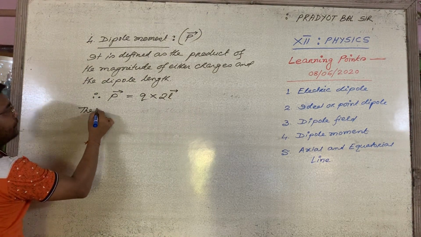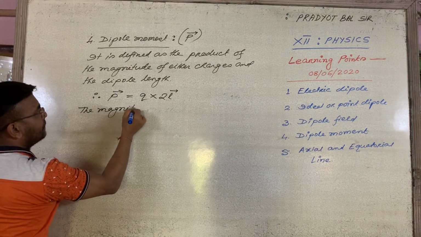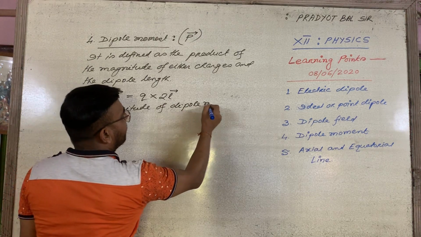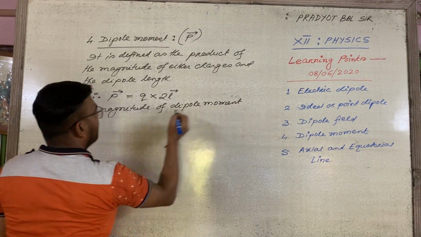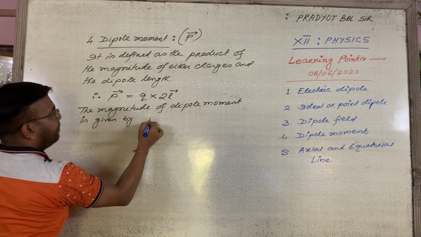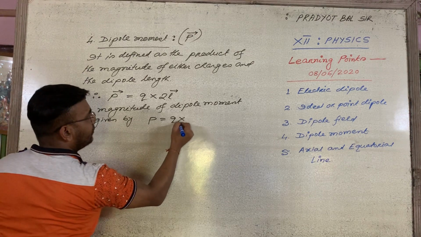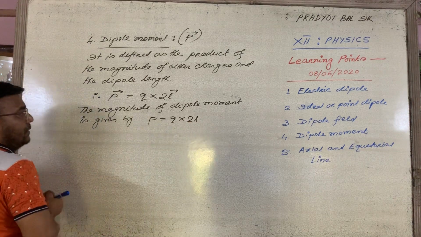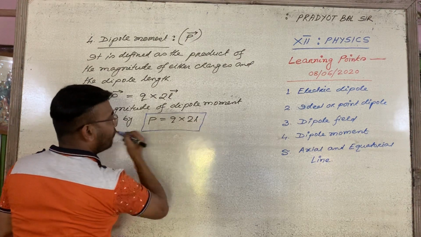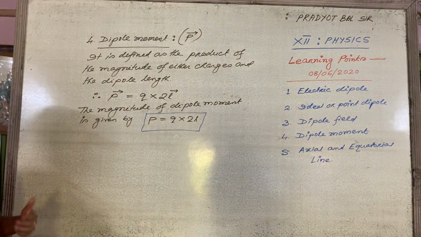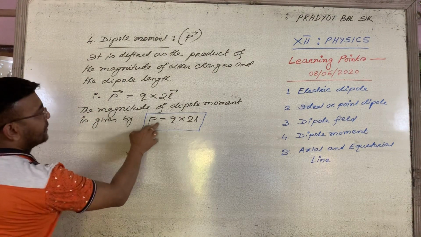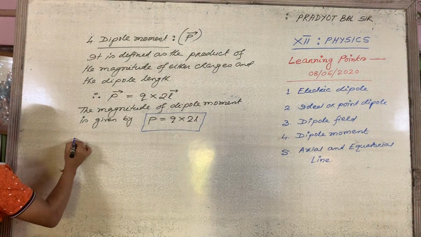The magnitude of dipole moment is given by P is equal to Q into twice L, and this is used as a formula to solve numerical. Clear? The magnitude of dipole moment is given by P is equal to Q into twice L.